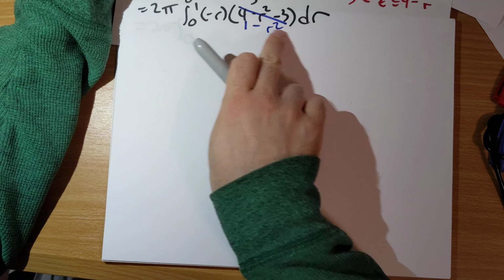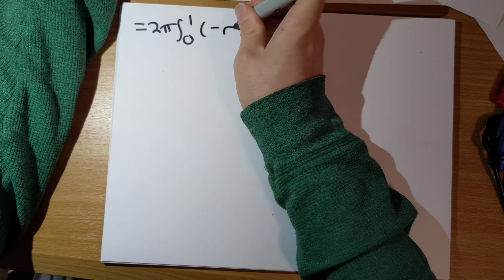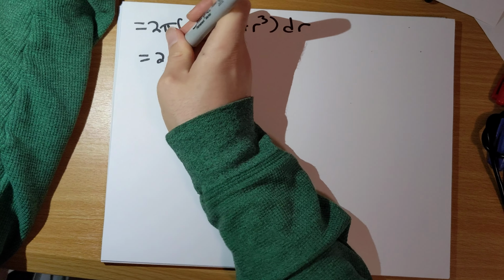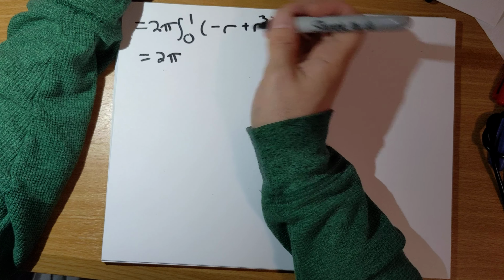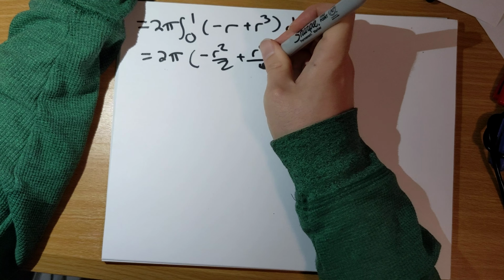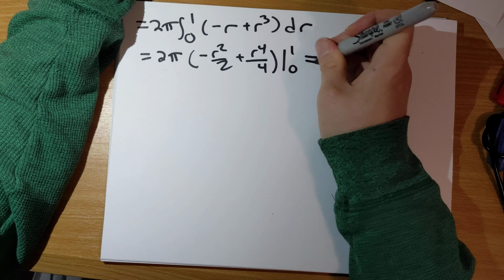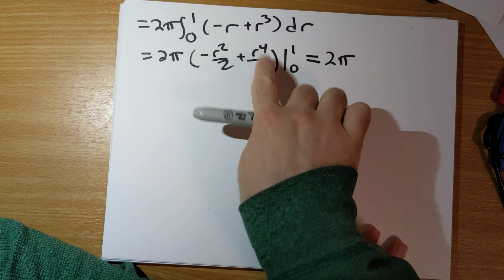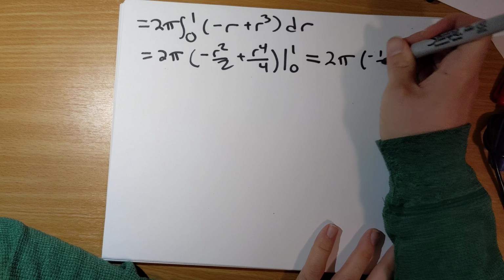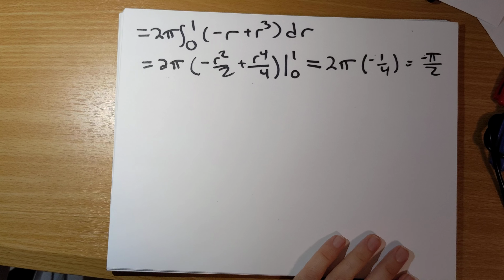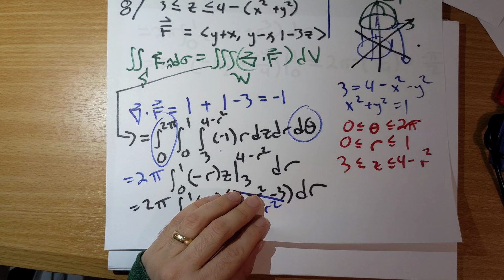Okay, so what do we have here? Distributing this out gives us negative r plus r cubed dr. And what do we end up with? Negative r squared over 2 plus r to the 4th over 4. Plug in from 0 to 1. And 2 pi times negative 1/2 plus 1/4 is negative 1/4. So this is negative pi over 2. Okay, one side down. This is negative pi over 2.